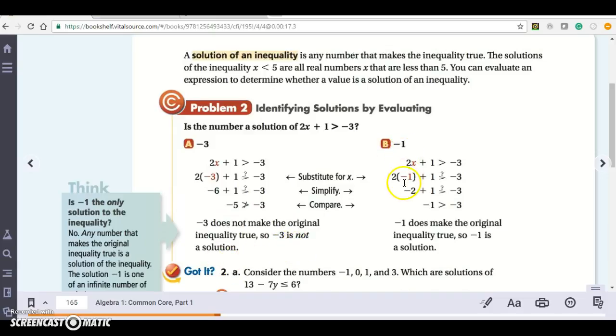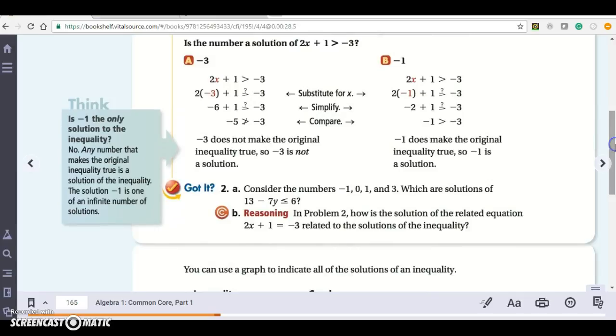Let's plug in negative 1. Negative 1 times 2 plus 1 is greater than negative 3. So I get negative 2 plus 1, is that greater than negative 3? Well, I have negative 1 is greater than negative 3, so negative 1 is a solution. So let's take a look at the guide.